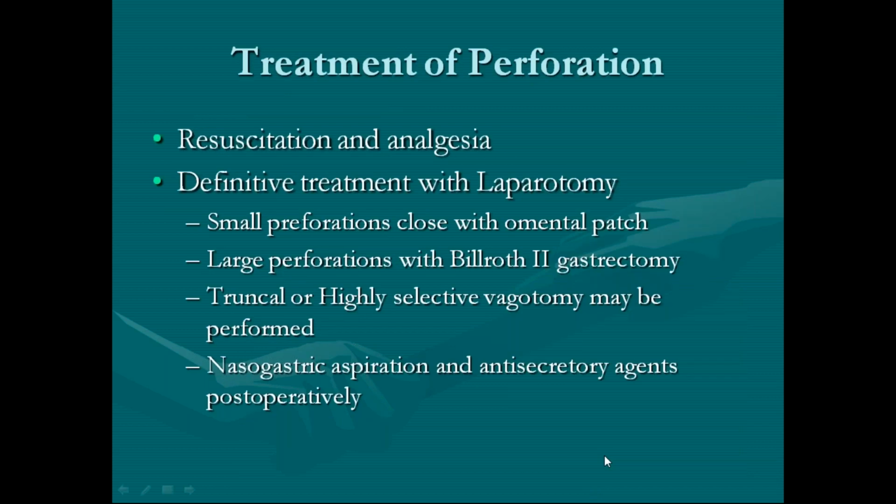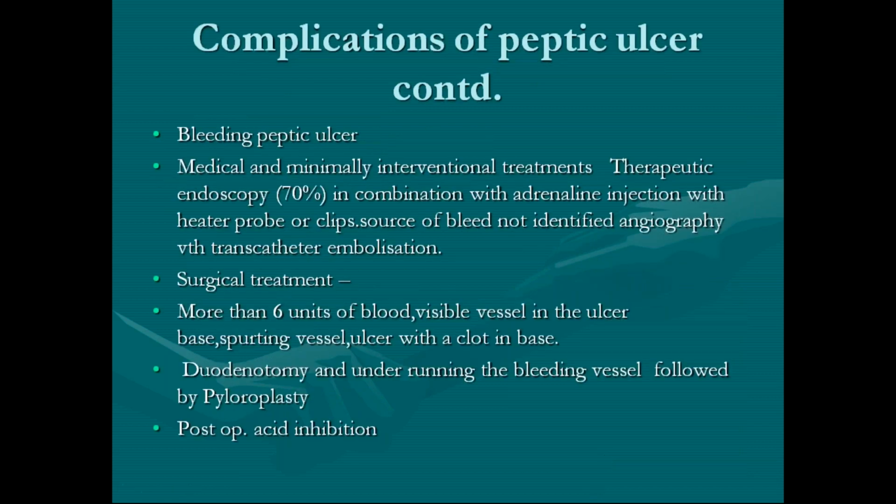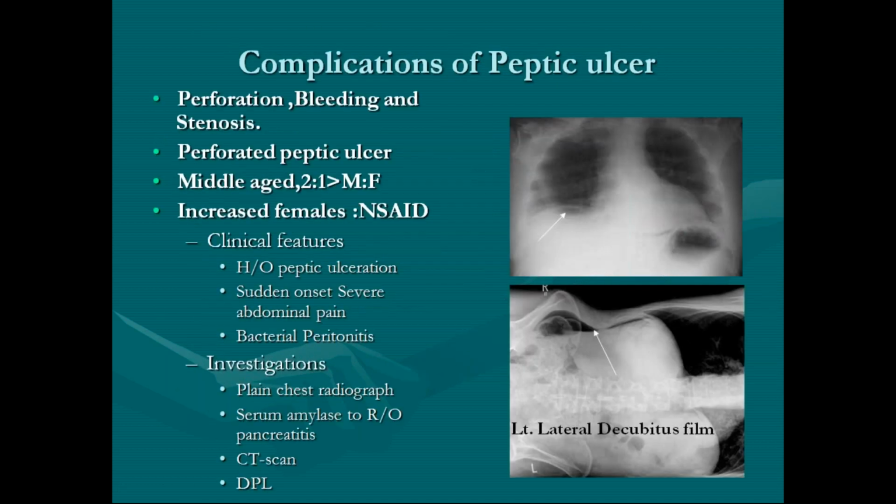Okay, then you will do routine investigations. We will ask for a serum amylase. Serum amylase is usually elevated in case of acute pancreatitis. But remember, this is not specific, because even in perforated peptic ulcers, serum amylase can be elevated. Okay, and CT scan is highly accurate in diagnosing this perforation.